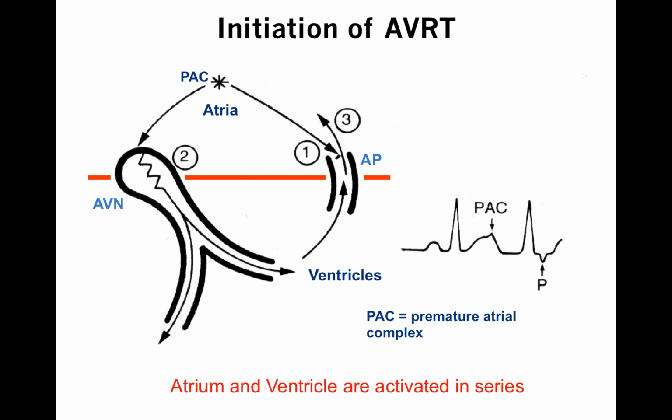Now, because you have two pathways of conduction, you can also initiate re-entry. So if there's a PAC that comes down and blocks either in the accessory pathway or the AV node, so let's say this PAC blocks in the accessory pathway, it will go down the AV node, but now the conduction will go up the pathway, through the atria, down the AV node, up the pathway, through the atria, down the AV node, and now you have re-entry. And this can lead to supraventricular tachycardia.